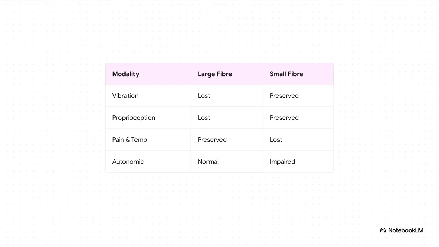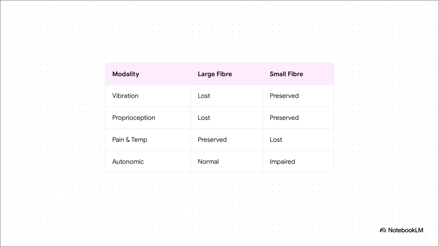Let's look at this table to keep things straight, because under pressure, differentiating these sensory loss patterns comes down to clear contrasts. If vibration and proprioception are totally gone, but the patient feels pain and temperature perfectly fine, that's a large fiber neuropathy. On the flip side, if pain and temperature are lost and you're seeing autonomic issues like pale, really cold limbs, but they can still feel vibration, you're definitely looking at a small fiber neuropathy.